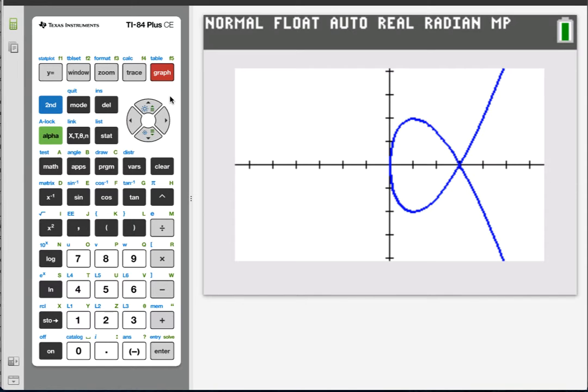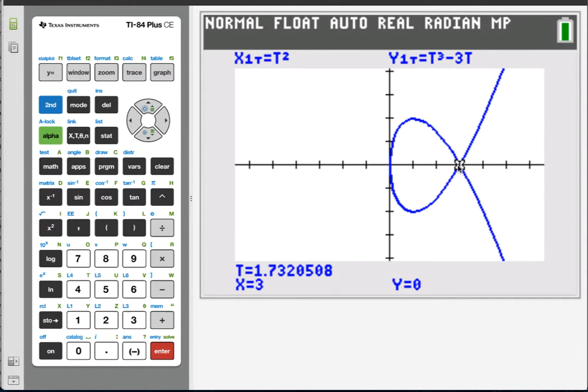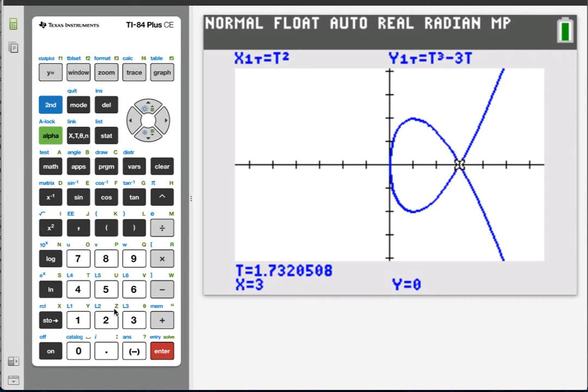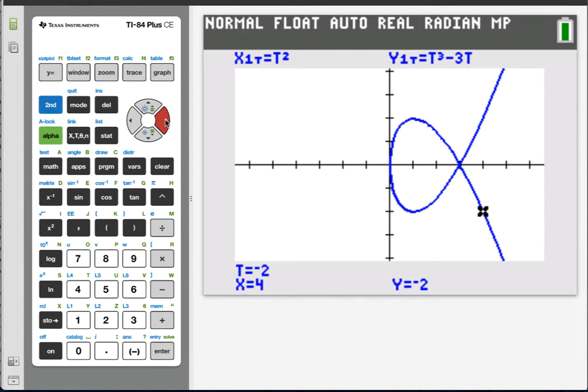Now, if we come back to our calculator real quick, I'm going to hit the trace key and do second square. So let's look at root 3, and we can see that we correspond to that point. So the positive root 3 is when I'm moving in that direction. Think about this for a second. Let me go to negative 2. And I'm at that point, and as I let t increase, you see how I'm moving along the curve. So positive root 3 and negative root 3 are corresponding to that same point at (3, 0).